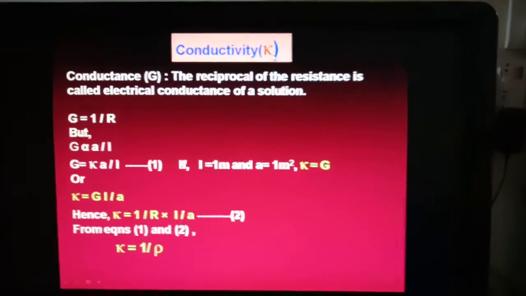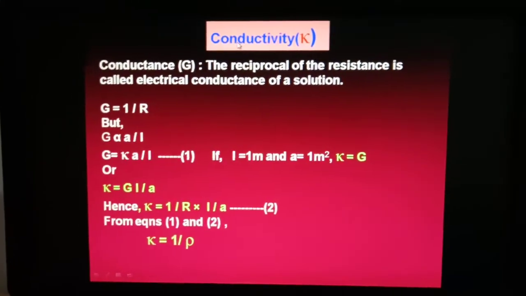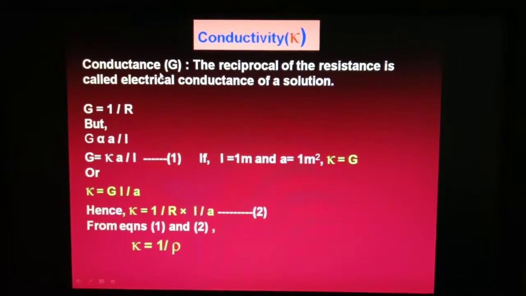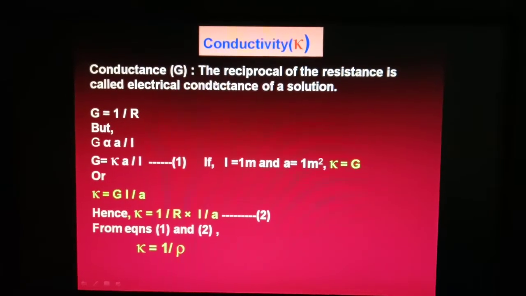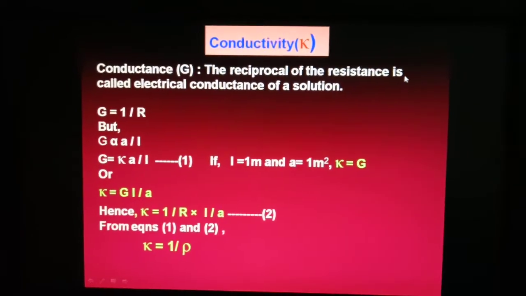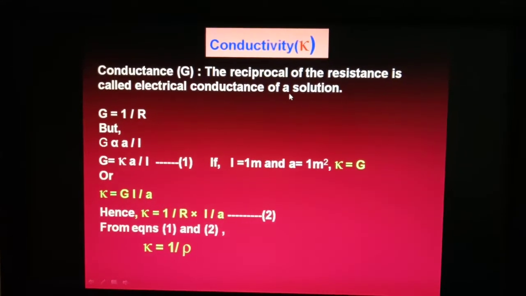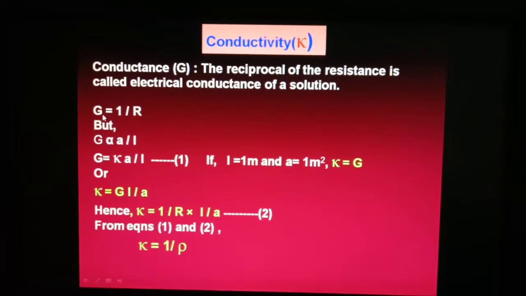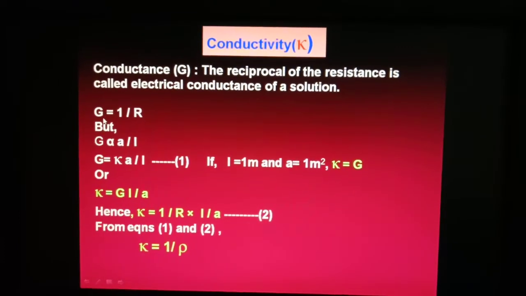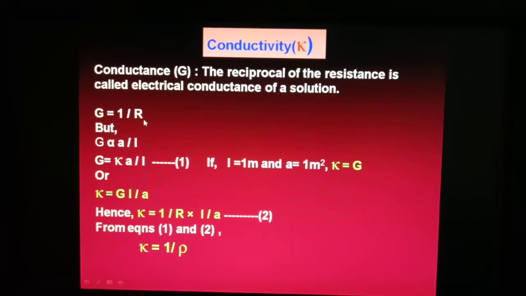Now we shift to the next term, that is called conductivity. The term conductivity is denoted by the symbol kappa. To understand this concept, we must first know about conductance. Conductance is denoted by the symbol G. The reciprocal of resistance is called electrical conductance of a solution. Mathematically, we write conductance as G is equal to 1 upon R.